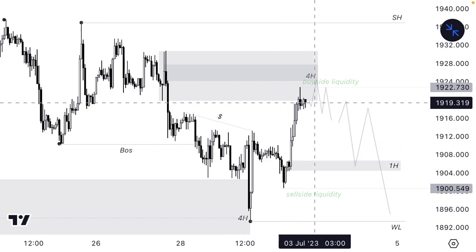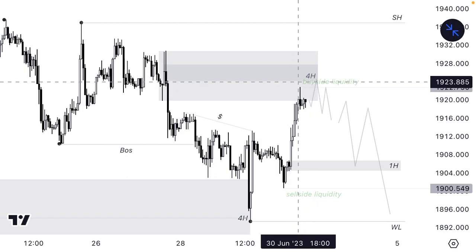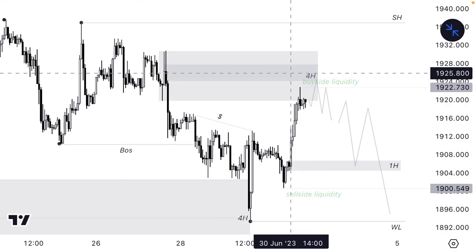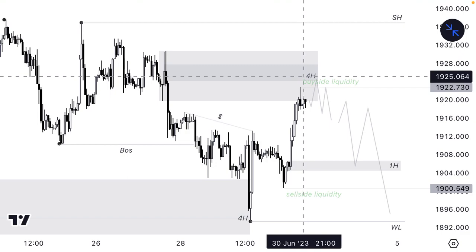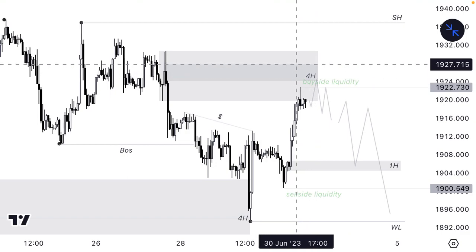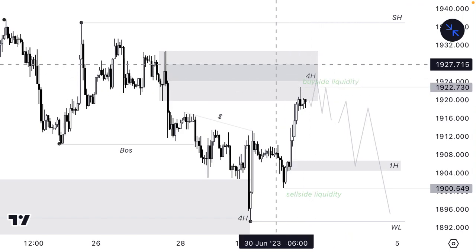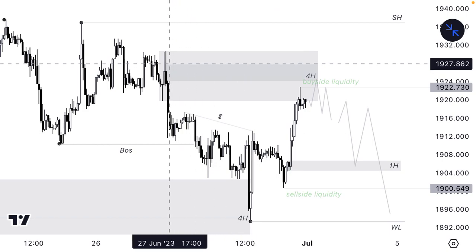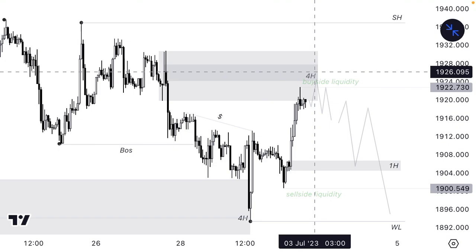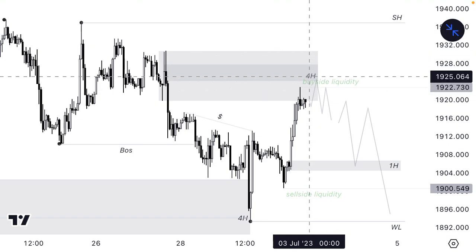I want to see price sweep this buy side liquidity, mitigate this dark 4 hour zone. This area you can see here, this dark area within the 4 hour supply zone. I want to see price mitigate that. This is my Fib or Fibonacci area. So I want to see price mitigate that area, which is also the 50% of this 4 hour zone.